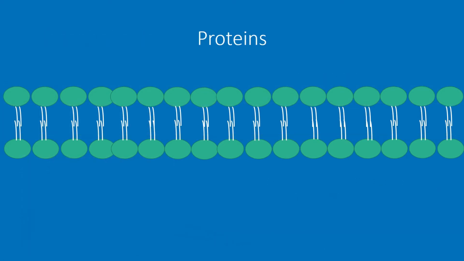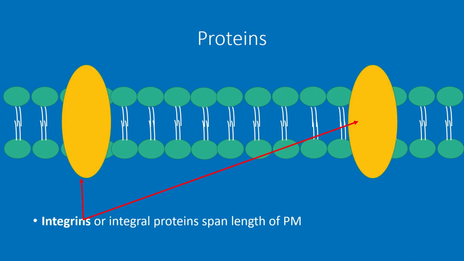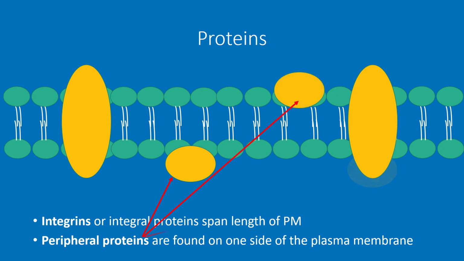The next most common component of the plasma membrane are proteins. They come in two forms. Integrins, or integral proteins, span the entire length of the plasma membrane. Peripheral proteins are found on one side of the plasma membrane, either exterior or interior, and could be attached to an integral protein or to a phospholipid. These proteins have various functions. Some simply help maintain the integrity of the plasma membrane, others act as enzymes, and others act in communication, as well as allowing certain molecules into and out of the cell.